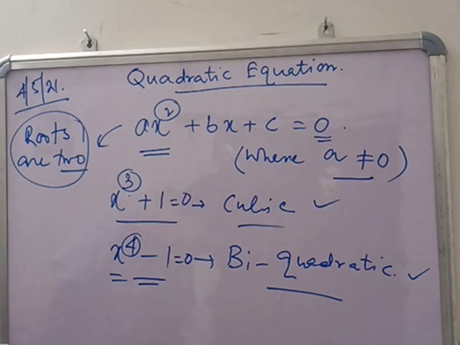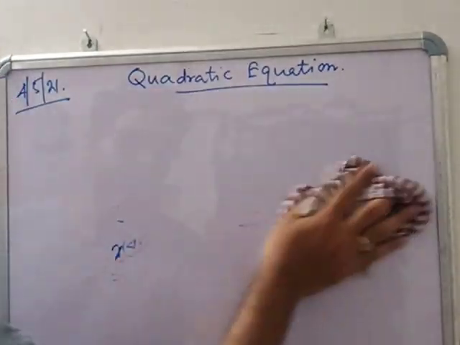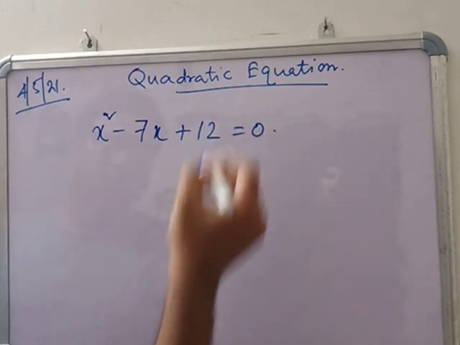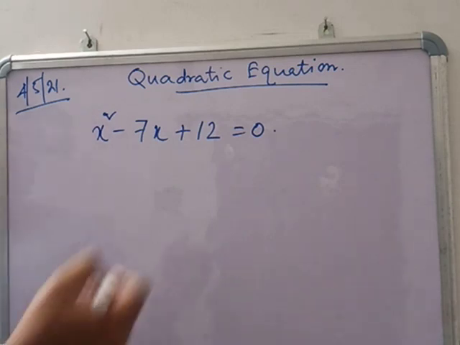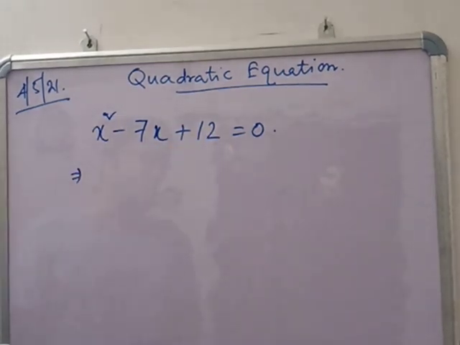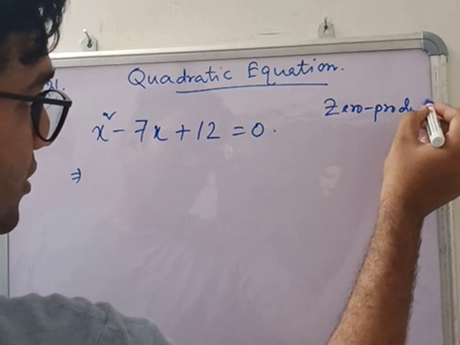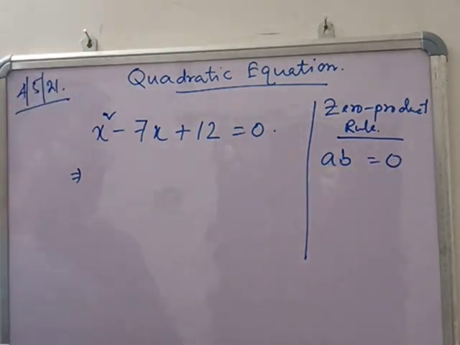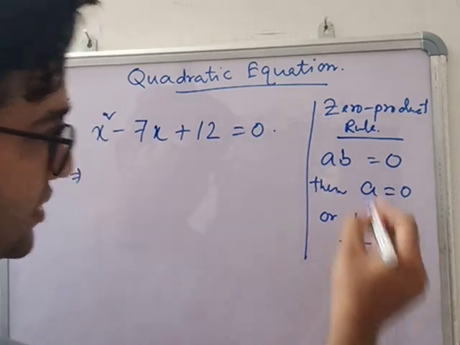Now see that, for example, the equation x square minus 7x plus 12 equals to 0. This is a quadratic equation. Previously we did the middle term factor, so now we are giving equals to 0. Equals to 0 means the zero product rule. What is the zero product rule? For those who are new to it, the zero product rule means if AB equals to 0, then A equals to 0 or B equals to 0.